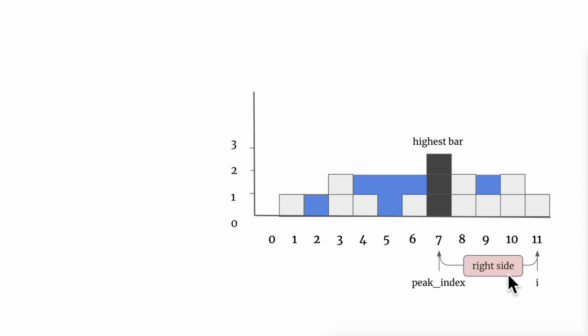We will use the same method to calculate how much water can be trapped on the right side of the highest barrier. Alright, let's go through the code together.